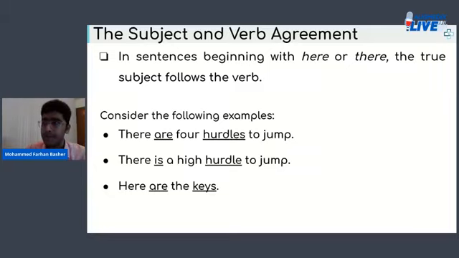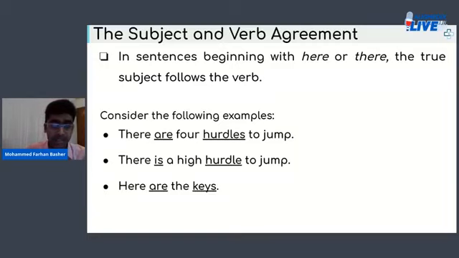They're demonstrative adverbs, or adverbs of direction or adverbs of indication. So there are four hurdles to jump. So here the verb are is actually following the subject, the plural subject, hurdles. There are four hurdles to jump. Now, if you're going to talk about only one hurdle, you say there is a high hurdle to jump. Here are the keys. Since you have plural keys, or more than one key, you say here are the keys. But if you were to talk about only one key, you would say here is the key.